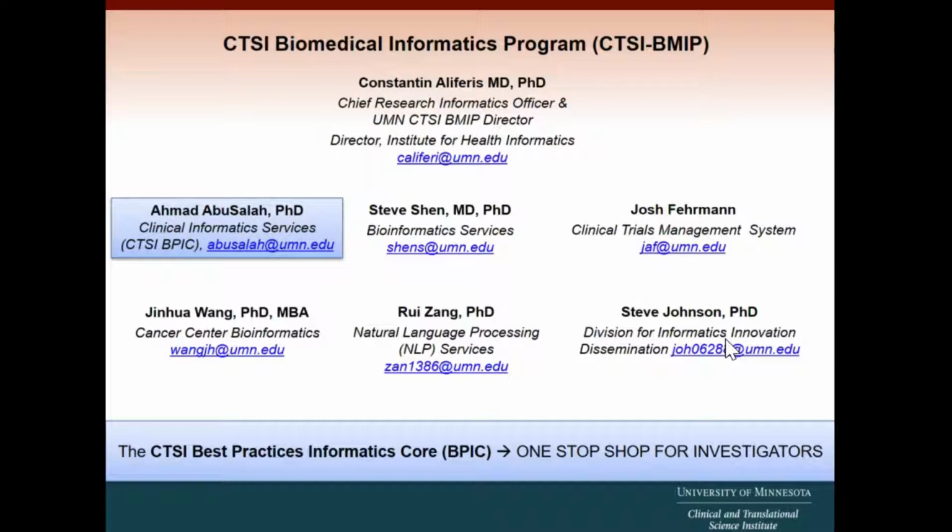And Steve Johnson, our newly added division here, is managing informatics dissemination. His goal is to establish collaboration with external entities and take the tools that we built in-house, developed in-house, validated and published, and push them to other institutes, whether CTSA or industry, for research, operations, or quality care improvement.